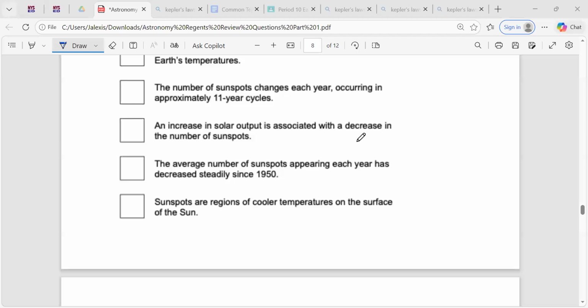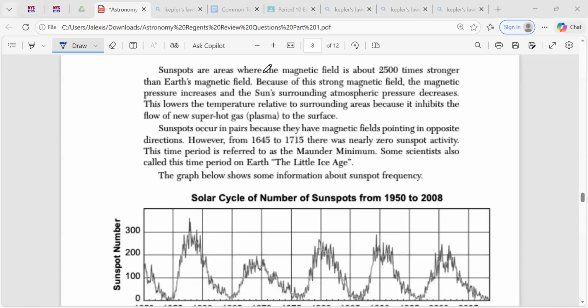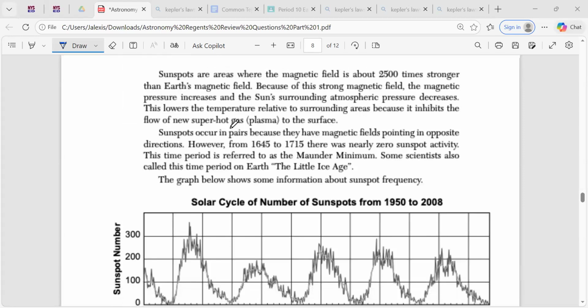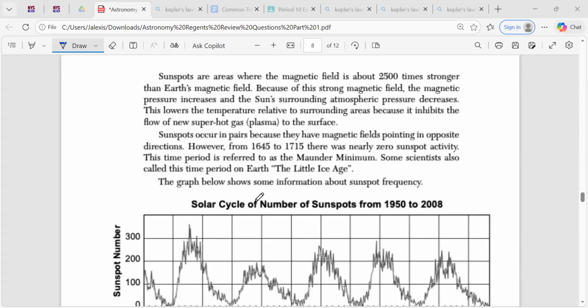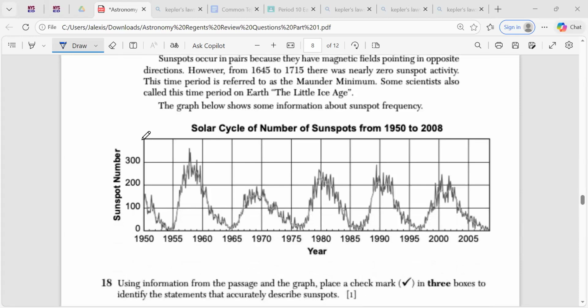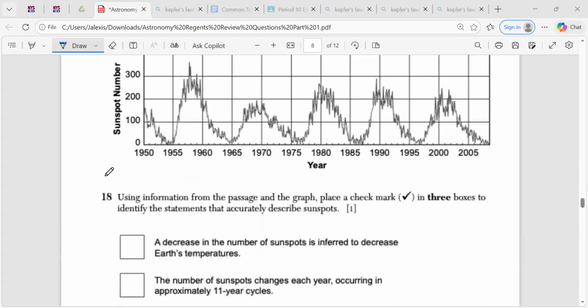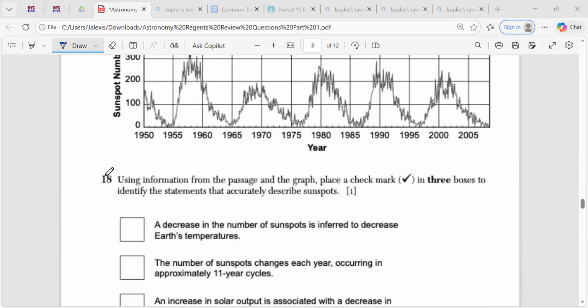All right, now we're going to look at 18. It says sunspots. It's a reading about sunspots, and it gives me a graph about the solar cycle and the number of sunspots recorded. And it says using information from the passage and the graph. So this is purely using information from the passage and graph, not necessarily a content question.